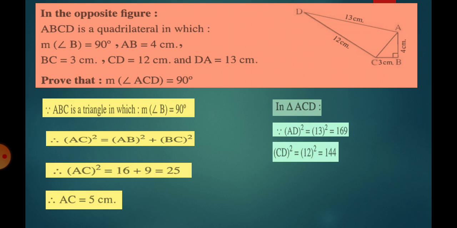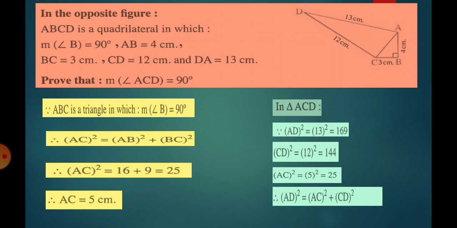We find the length of AC power 2 plus CD power 2. AD power 2 is the longest side. Then AC power 2 plus CD power 2 equals 144 plus 25 equals 169. Then AC power 2 plus CD power 2 equals AD power 2. Then the angle opposite to AD equals 90 degrees. Then the measure of angle ACD equals 90 degrees.